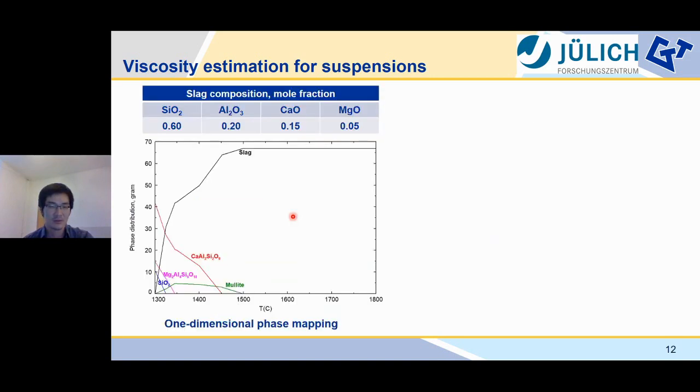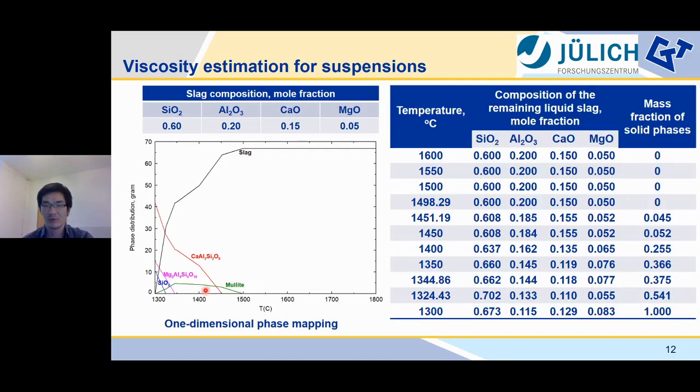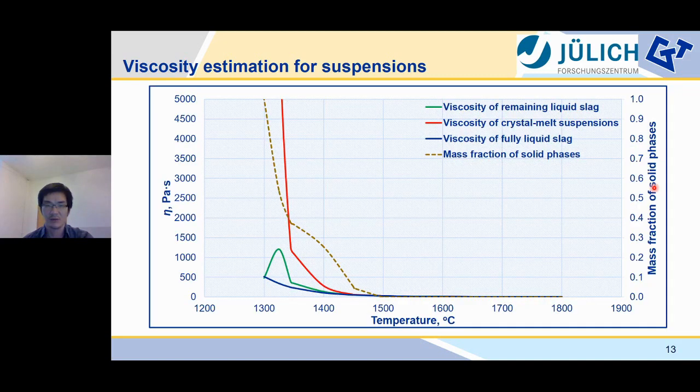Okay, here's the result. This is the one-dimensional phase mapping, and this is the phase distribution. So we will see how the slag phases change with respect to temperature, and we will also get the composition of the remaining liquid slag, and based on this we can calculate the viscosity using the viscosity module in FactSage. And then we can also get the mass fraction of the total solid phases.